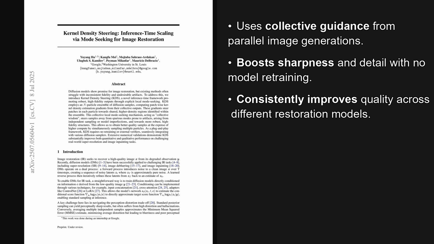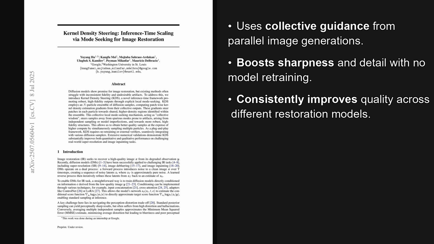I'm Alex, and today we're looking at a paper trending on X, published on July 8, 2025, just 2 days ago. This paper introduces a framework that improves image restoration, creating sharper and more detailed images with fewer artifacts, and it does this at inference-time, with no retraining needed. The paper is titled Kernel Density Steering: Inference-Time Scaling via Mode Seeking for Image Restoration, 2507.05604 v1, and as we'll see, the visual improvements are quite noticeable.